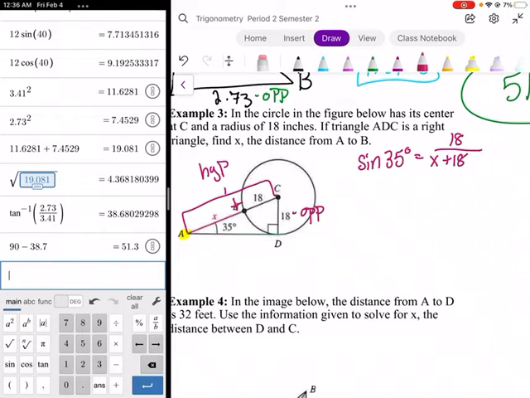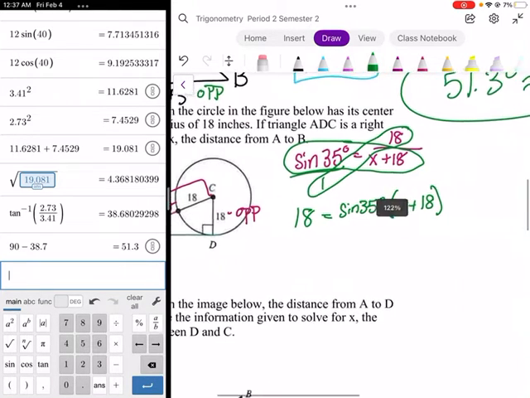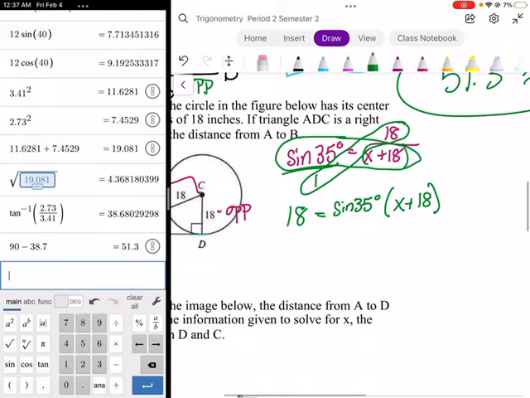Now we have an equation that we can solve. One way to do this is by cross multiplication. So we'll have 18 equals the sine of 35 degrees times x plus 18. Don't forget, because this has more than one term, we need parentheses, so we don't forget to distribute.